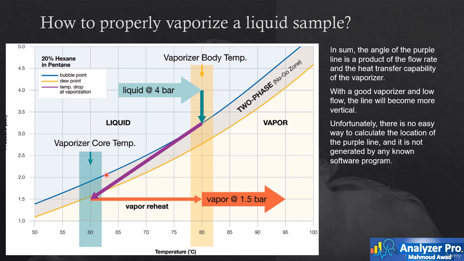As a rule of thumb, keep the flow rate as low as possible without causing an unacceptable delay in the sample's travel time to the analyzer. It's better to start with a low flow rate and experiment with increasing it than to start with a higher flow rate.